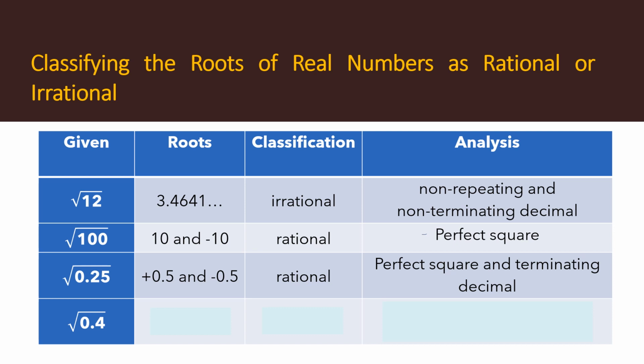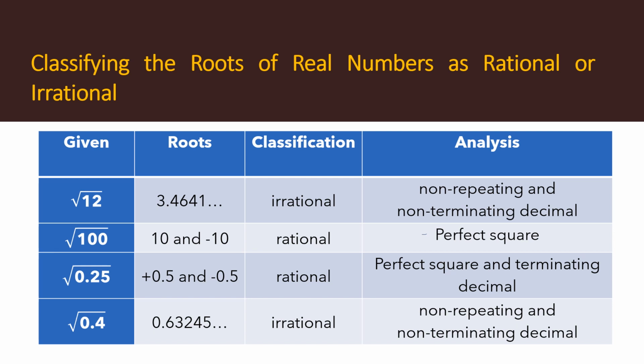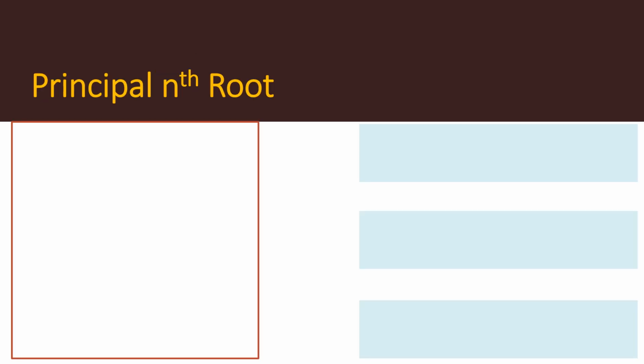Next, the last one, we have 0.4. The square root of 0.4 is 0.63245. Okay, so what do you think is the result? All right, so the square root of 0.4 is equal to 0.63245, which makes it an irrational number because it is a non-terminating, non-repeating decimal.